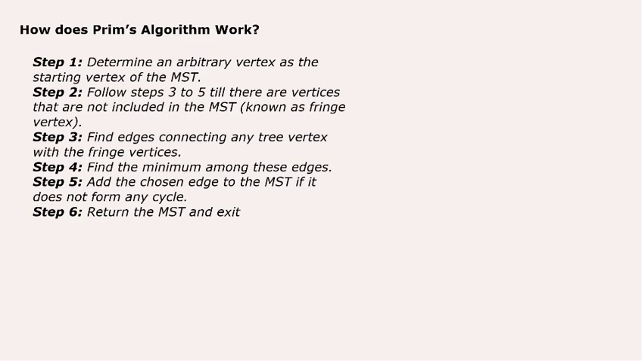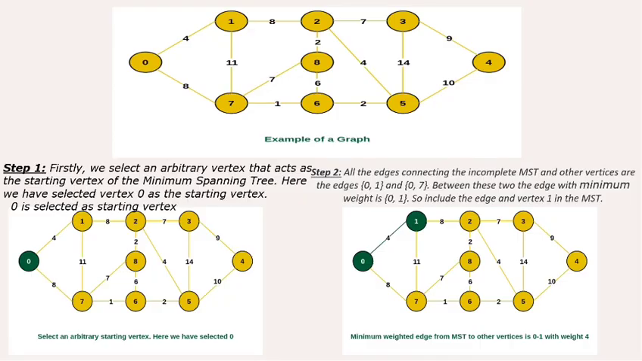We consider the edges connecting any tree vertex with the fringe vertices. We have to find the minimum among these edges. Finally, we add the chosen edge to the MST if it does not form any cycle. The last step is to return the MST and exit. So the example of a graph is the one we have taken here.